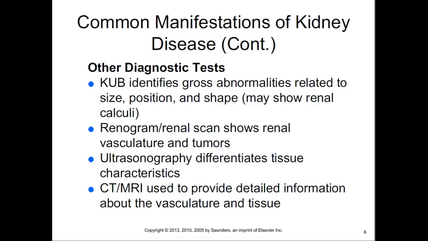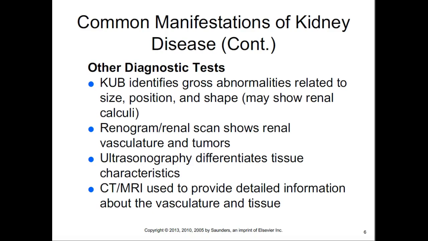All right, so a kidney, ureter, bladder radiograph is a type of radiograph that's specific for that region of the body, right? It identifies any gross abnormalities related to the size, position, and shape of your kidneys. Calculi, or renal stones, right, kidney stones are not translucent, they're actually opaque in nature, so they may also show up in an x-ray, right?